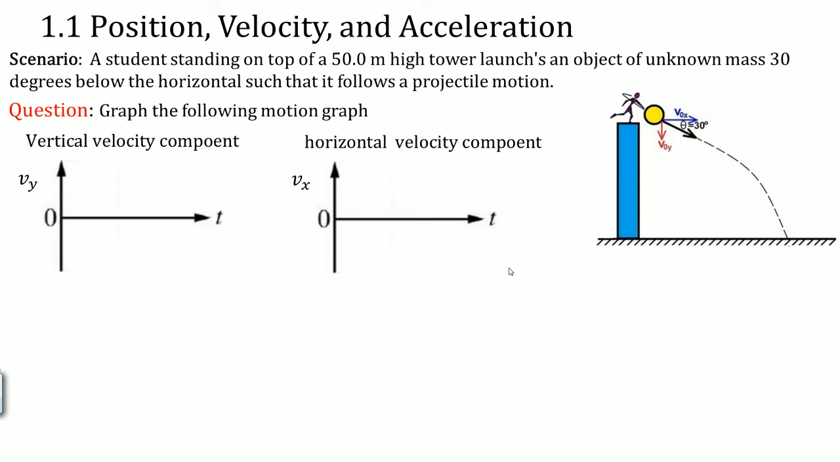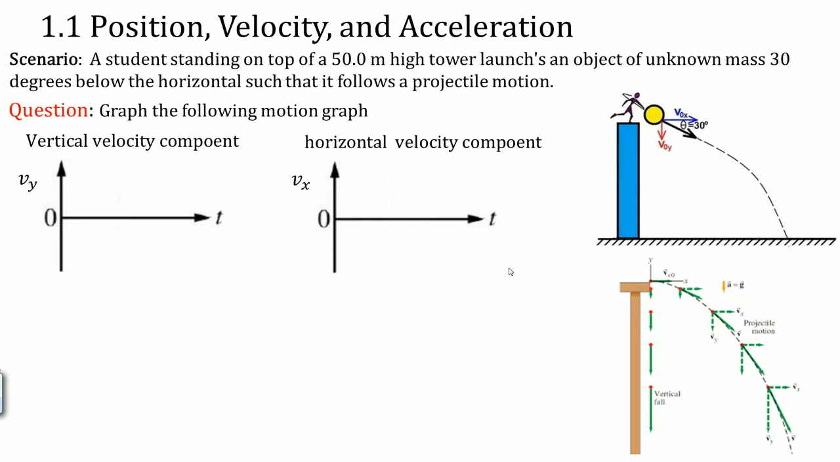The first two that they would like you to graph is the vertical velocity component, then the horizontal velocity component. This should follow the same thing in your textbook as a projectile motion off a cliff. If you take a look at the horizontal component, which is the arrow going left to right, notice that it is the same size and it is positive.